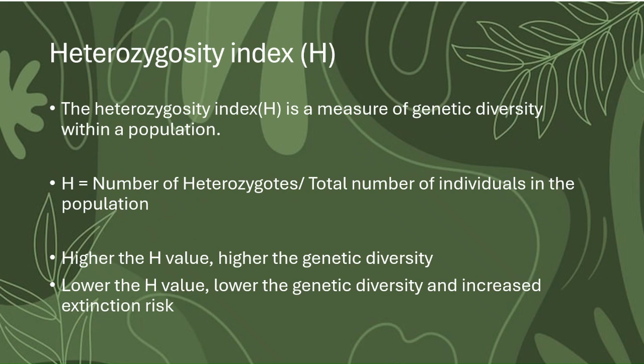So the heterozygosity index is a measure of genetic diversity within a population, and this is given by the following formula. The number of heterozygotes over the total number of individuals in the population gives you the heterozygosity index. So the higher the H value, the higher the genetic diversity, and the lower the H value, the lower the genetic diversity and the increased extinction risk.